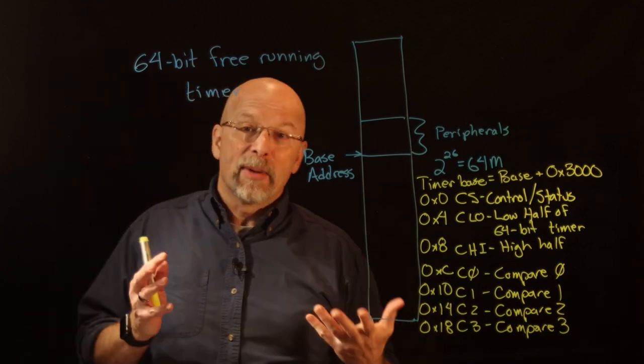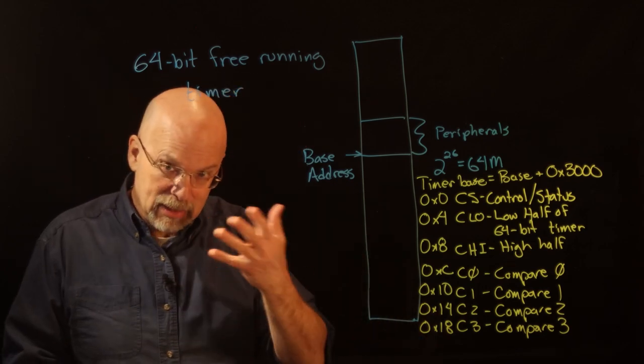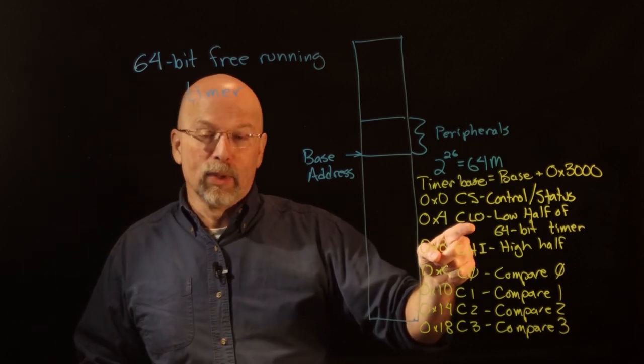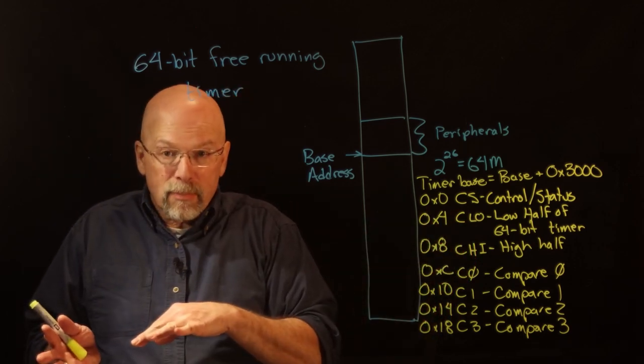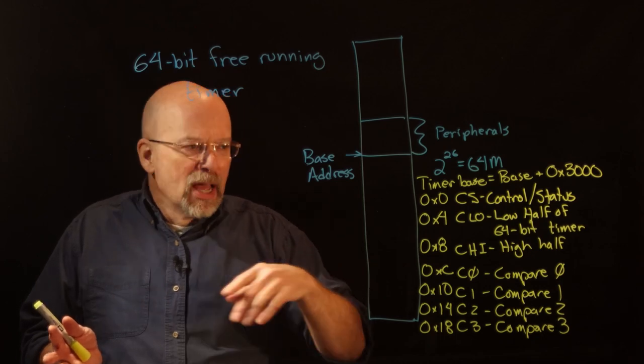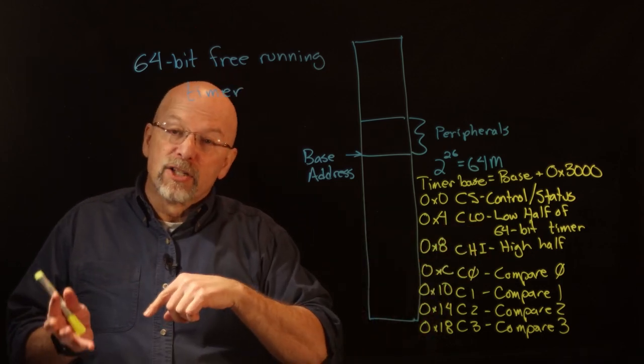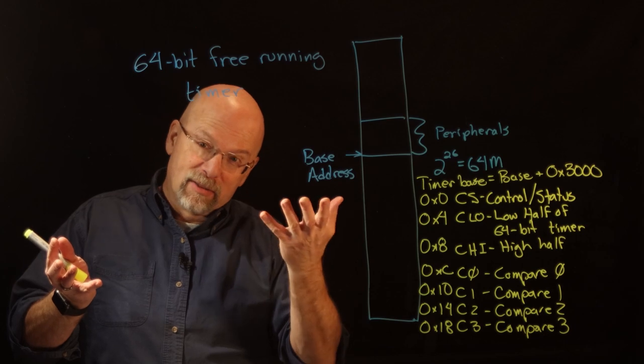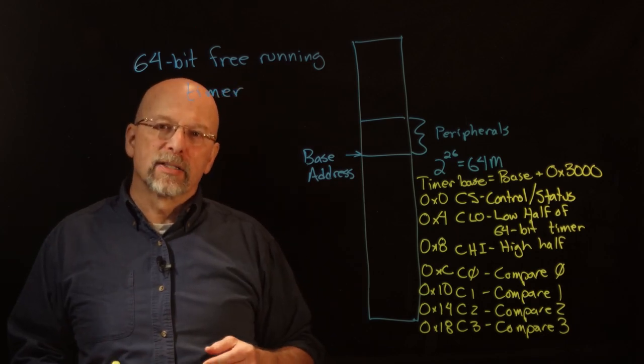So, if you want to time how long it takes to execute a certain piece of code, you read the low half and store it. Execute your piece of code, then read the low half again, subtract your first value from the second value, and that'll tell you how many microseconds have passed.